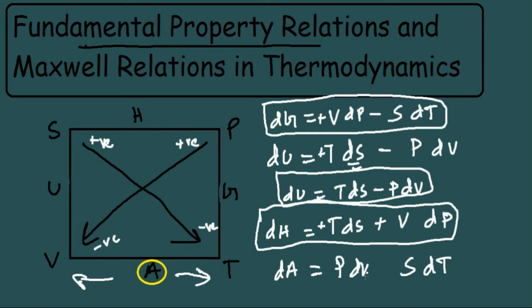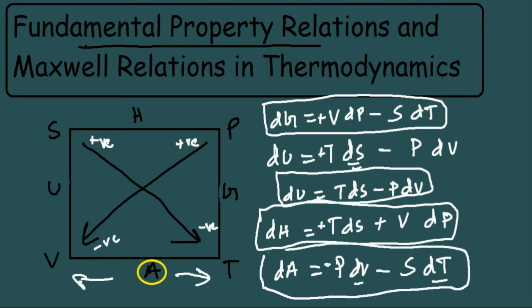So now the sign for V, for volume, which is dV written over here, I have a negative sign, so I will give negative, and for temperature I also have a negative, so it will be minus P dV minus S dT. This is the fundamental property relation for Helmholtz energy. So these are the four fundamental property relations which I have derived using this square.